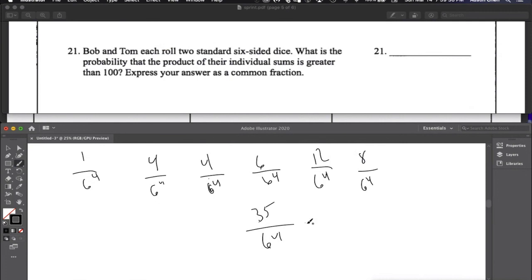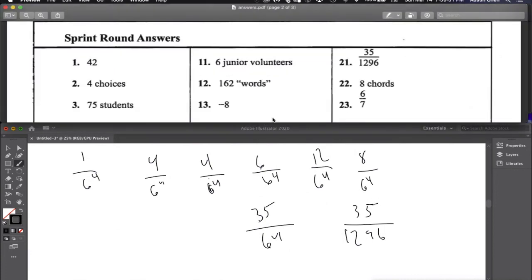So what is 6 to the 4? Well, if you don't know that, you can just multiply 36 and 36. If you do know that, then it's just 1296. That means then our fraction is 35 over 1296. And that is our answer.